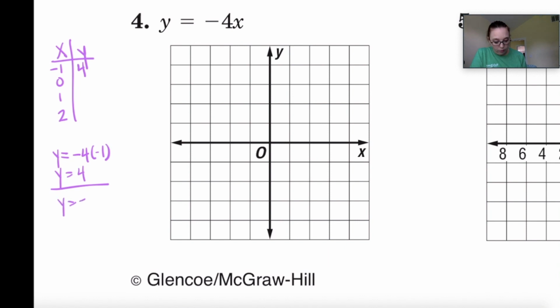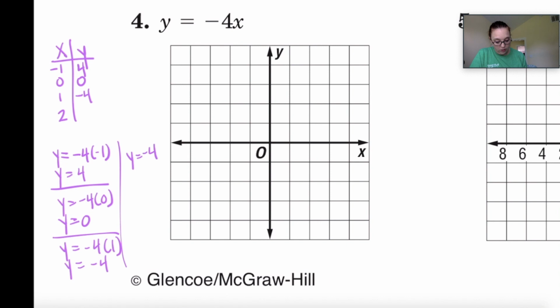All right, now I'm going to put in a 0. Well, negative 4 times 0 is 0. So if x is 0, y is 0. Okay, let's put in a 1. Negative 4 times 1 is negative 4. And let's put in a 2. So that would be a negative 8.